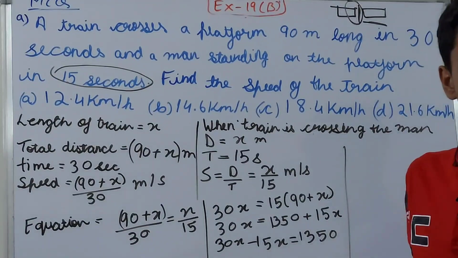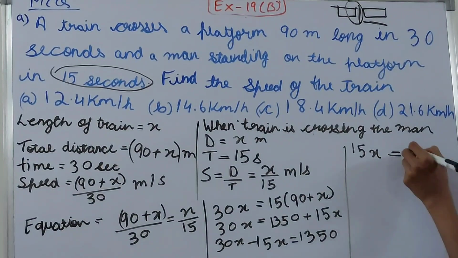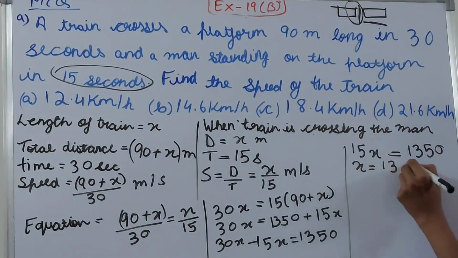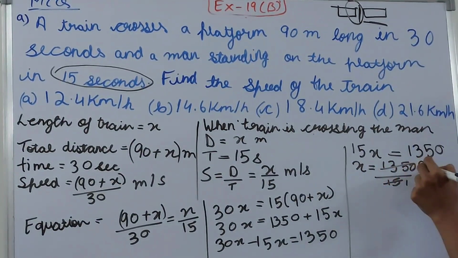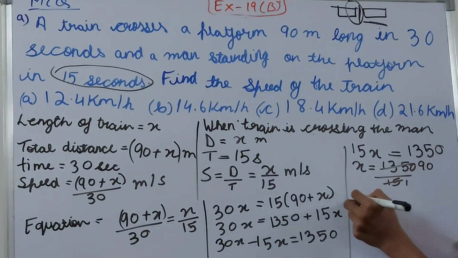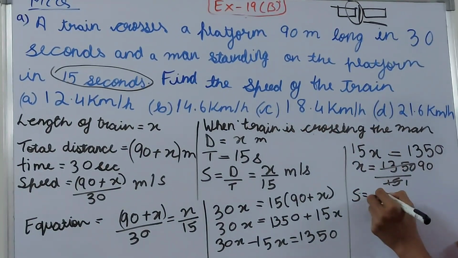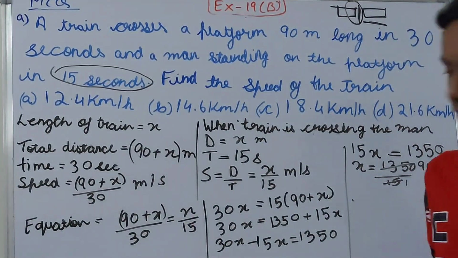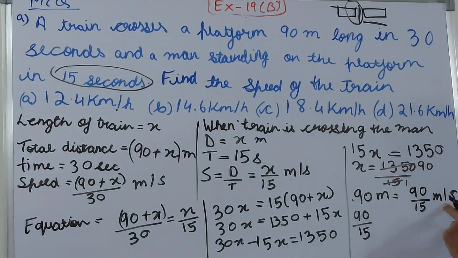And what do we get here in the last? 30x minus 15x is what? 15x, right? So 15x equals 1350. So x equals 1350 by 15, cancel this, 90. So that means this is the length of the train, right? This is the length of the train.